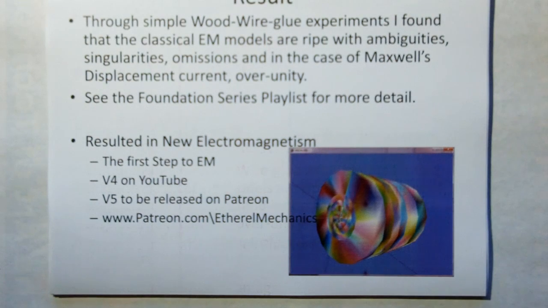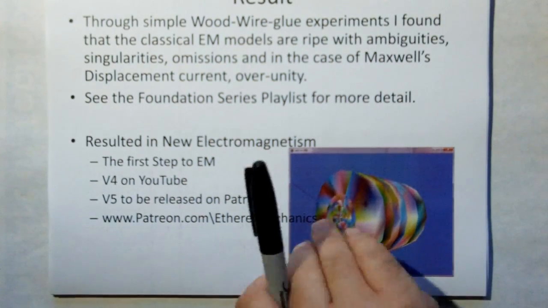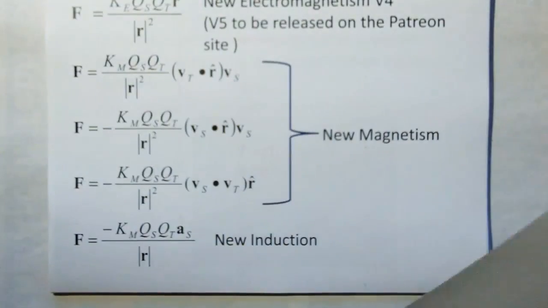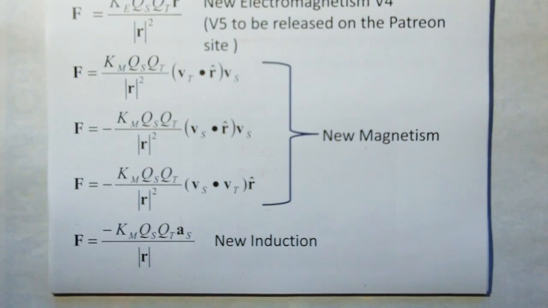Version 4 is on YouTube. Version 5 is going to be released on the Patreon site in the next coming month or so. And this is the Patreon site. I'll have the link for it. This is new electromagnetism V4.